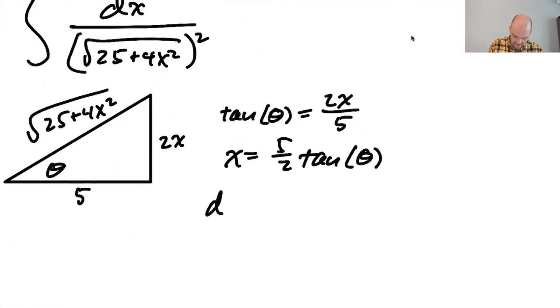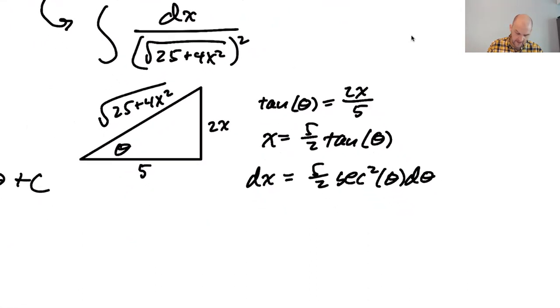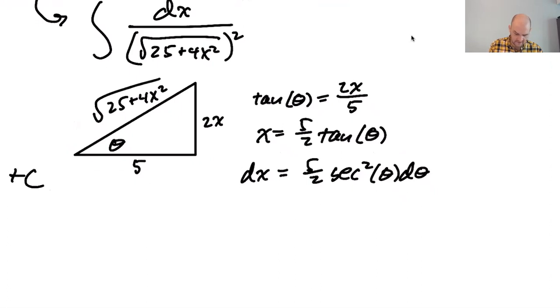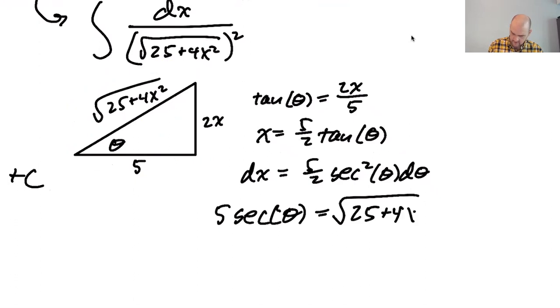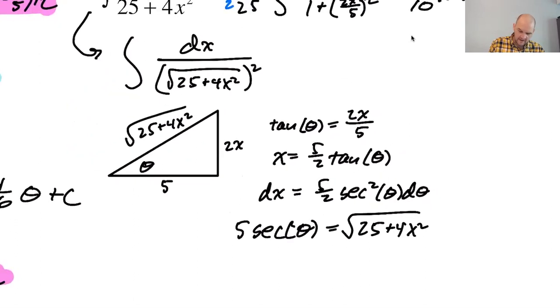I need to substitute for dx. So dx is 5/2 secant squared d theta. And then the radical, obviously. So the radical, this over this would be secant. So I'm going to say 5 secant of theta is the radical, 25 plus 4x squared.